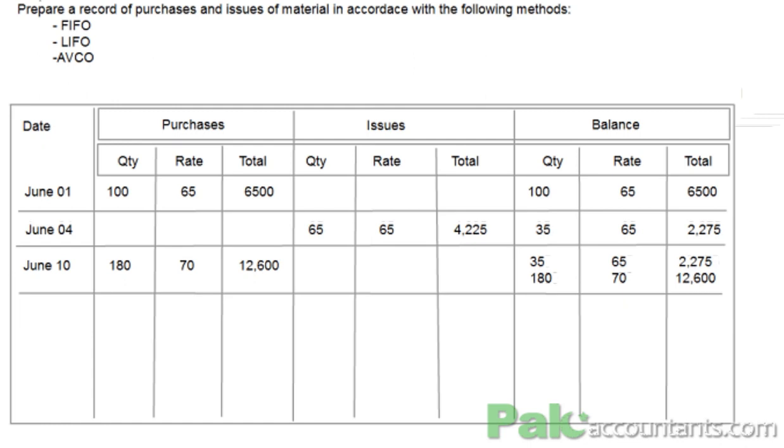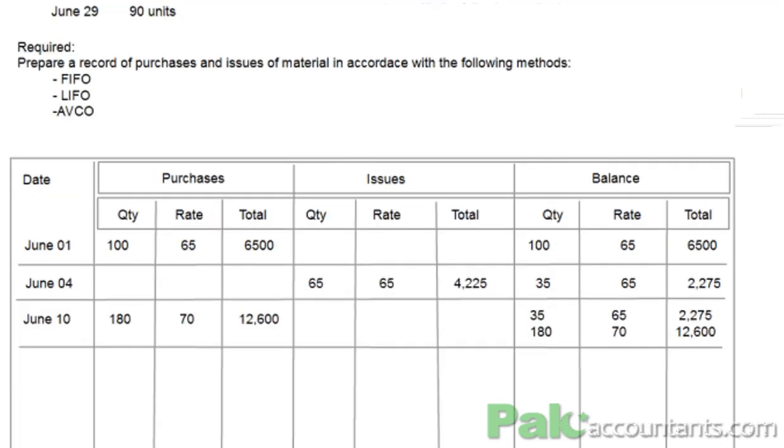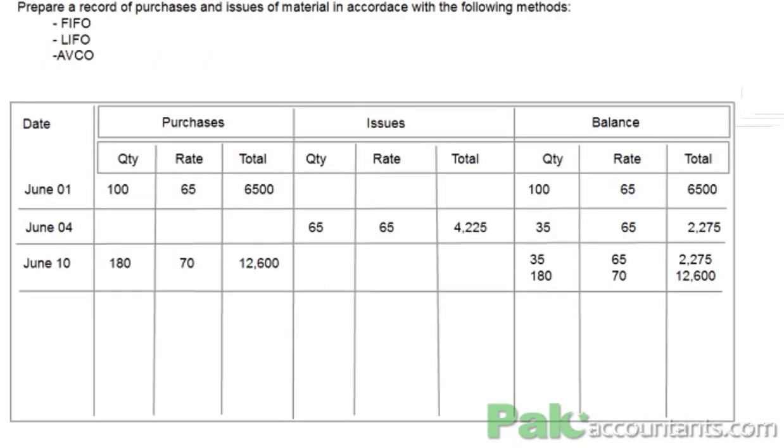Okay. Now the confusion starts. At June 14, we are going to issue 170 units. We have received the request from production manager that he needs 170 units. Now the question is, how are you going to issue these units? Will you be issuing these units out of 180, all 170, or will be issuing 35 of these units and the leftover from 180?